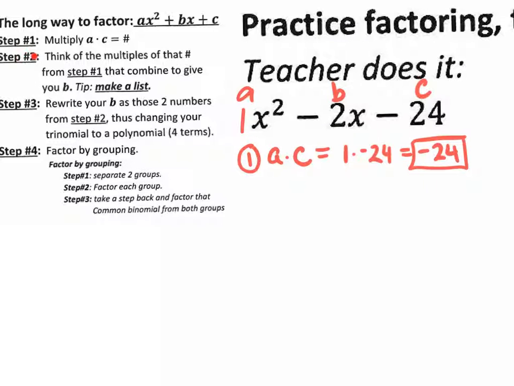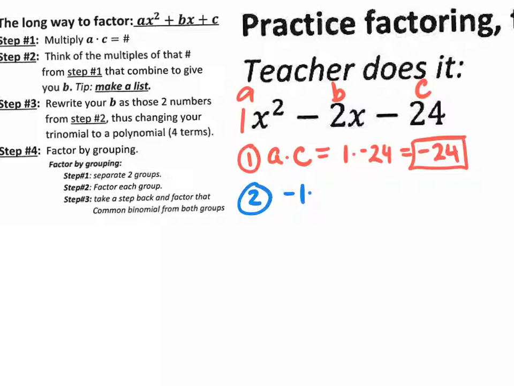If we read step 2 right here, it says, think of the multiples of that number, the -24, from step 1 that combine to give you the b value. The b value is -2, right? So it says tip, make a list. All right, so let's do this. Let's number it, step 2, and let's make a list of the pair of numbers that multiply to give me -24.